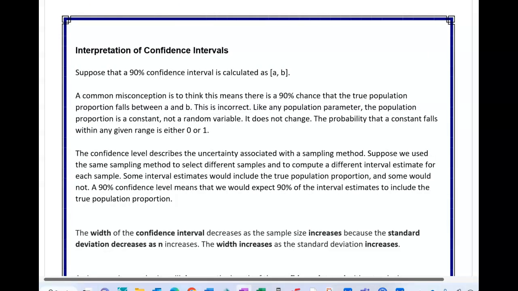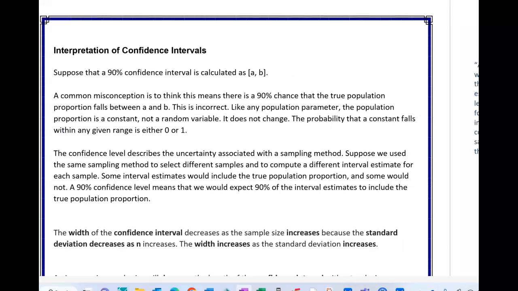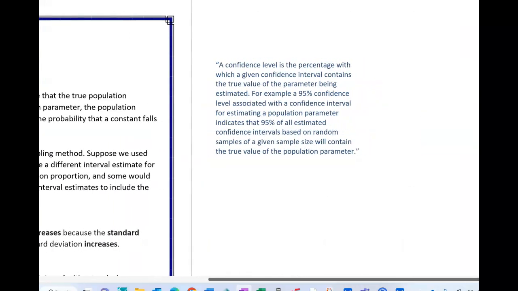You can see how it talks about the idea that the population parameter, in this case the proportion, is constant. That doesn't change. So it's either in the interval or it's not. And so you can't say there's a 90% chance that it's going to be in the interval. So don't think of it like that. What we need to think about is that if we have to do a series of samples, in this case I've talked 90% confidence level, then 90% of those intervals will capture that true population proportion. And then I found another definition at some point that gives that same idea.